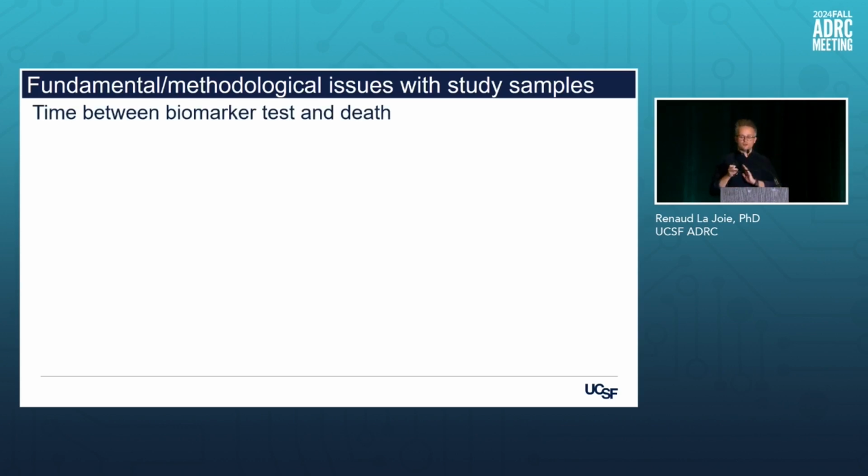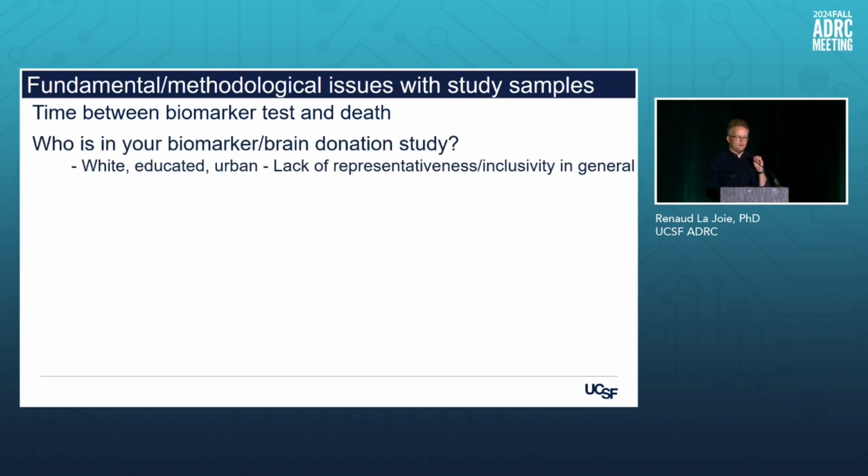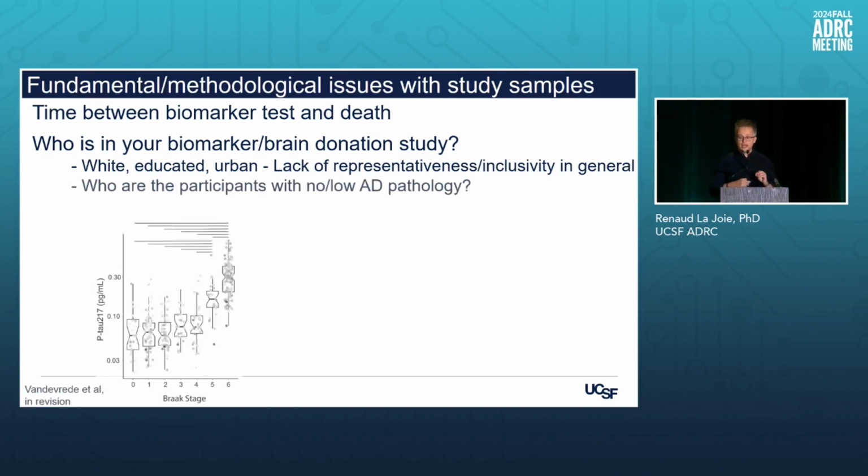Of course, there's always the issue of the time between when you acquire the biomarker and a patient's death, but there are also very important features of who makes it to those samples. We know that, in general, the field oversamples white, educated, and urban participants, even more so in biomarker studies, and even more so in brain donation studies. So those data sets are really lacking representativity in general. And it's not just about who makes it to those studies, but also we need to think a little more thoroughly about who are the patients in those studies with pathology who don't have a high level of pathology.